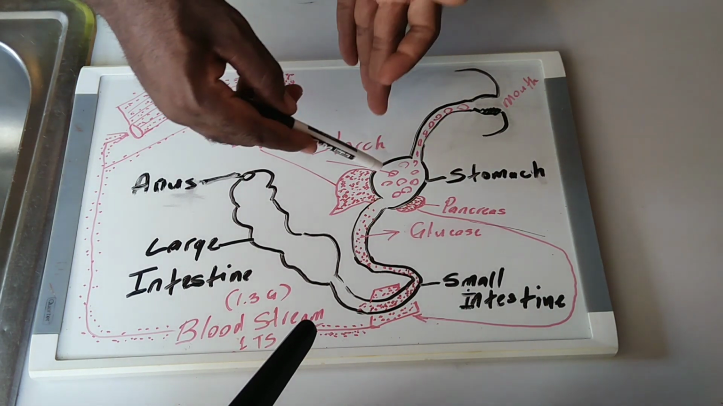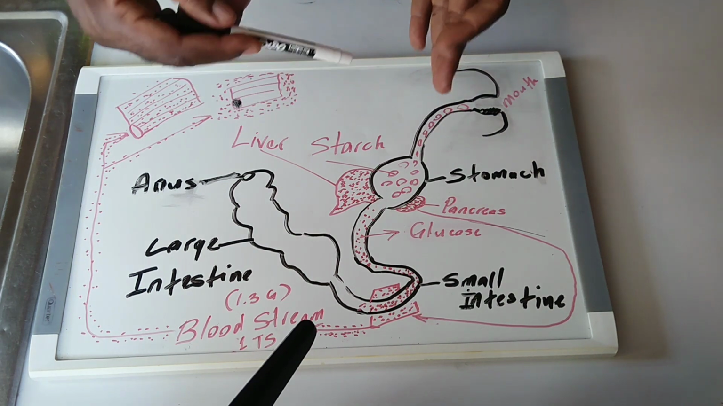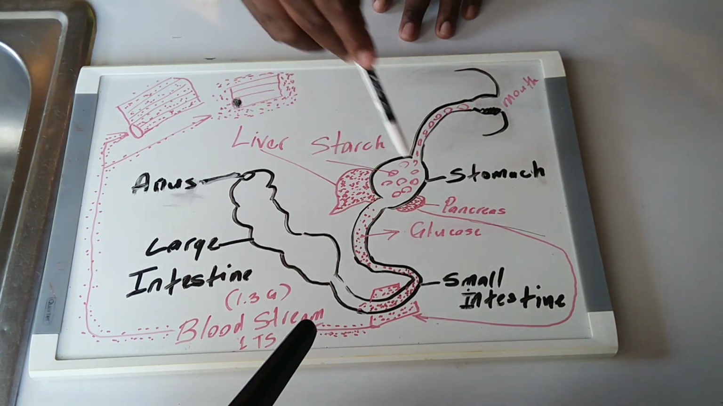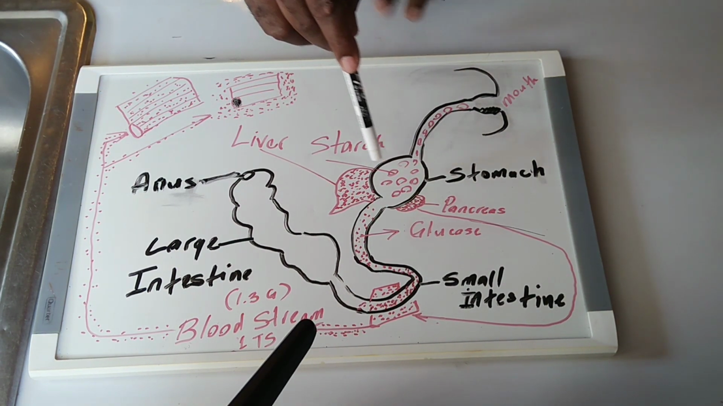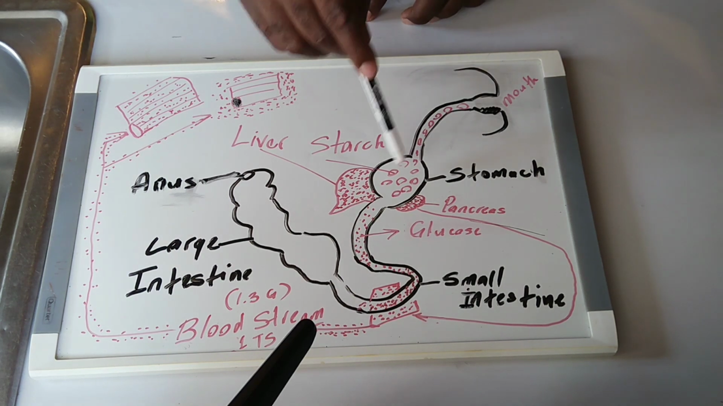All right. So food moves into the mouth. It is chewed. It is swallowed. It goes into the stomach. The stomach produces acids and so forth and enzymes that is going to help to digest the food.